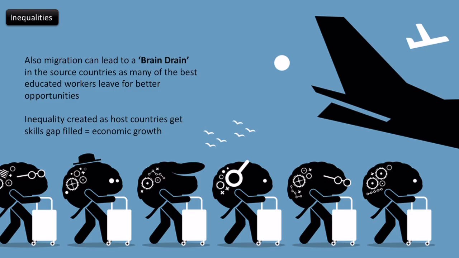We also see that lots of these migrants are some of the most educated. They often leave for better opportunities. In the source country, that leads to a brain drain, so a lack of skills and skills gaps start to appear. The host countries, they get the skills because the educated people are going there. This means the labour gaps are filled and their economy can grow over time. Inequality again appearing between the two countries.